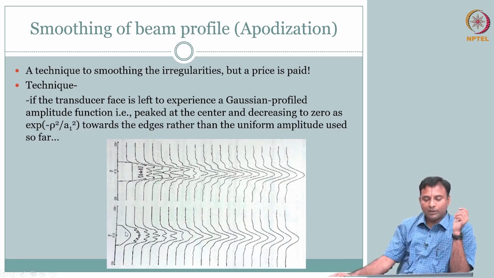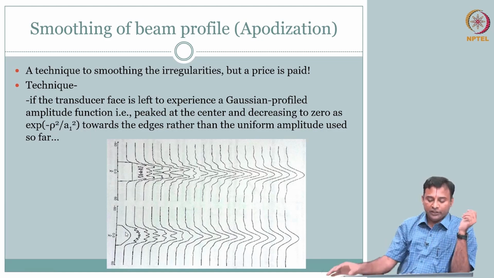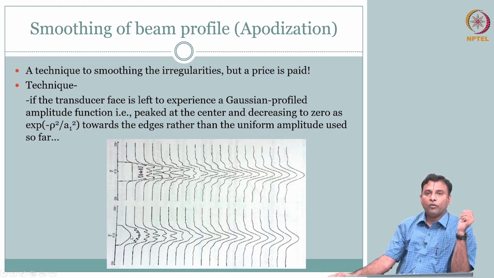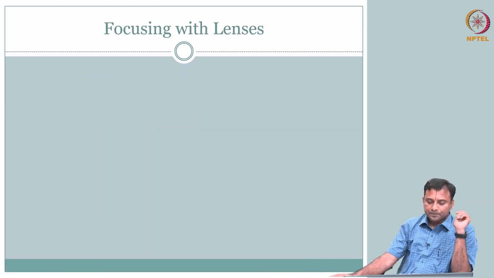So you can come up with some material at the front face of the transducer which will preferentially allow more from the center. Then you are going to smooth this out. If you smooth this out, you notice the profiles are a lot smoother here than here. This is a technique which we call apodization. This is very similar to the windowing that you would have studied. It is just that the jargon is slightly different because the context is different.